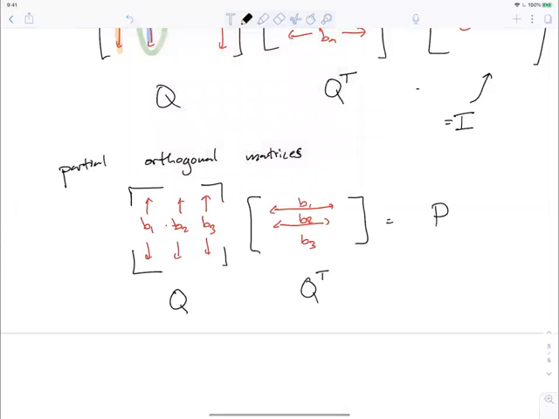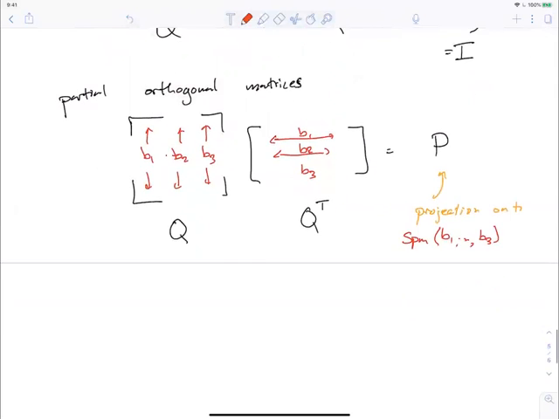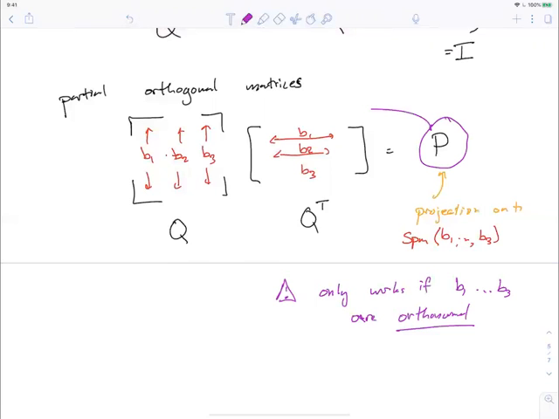And this P is very special. This is the projection onto the span of those vectors. But this only works if those vectors are orthonormal. So the orthonormal is important for creating these matrices. So this is the projection matrix onto the space generated by those.